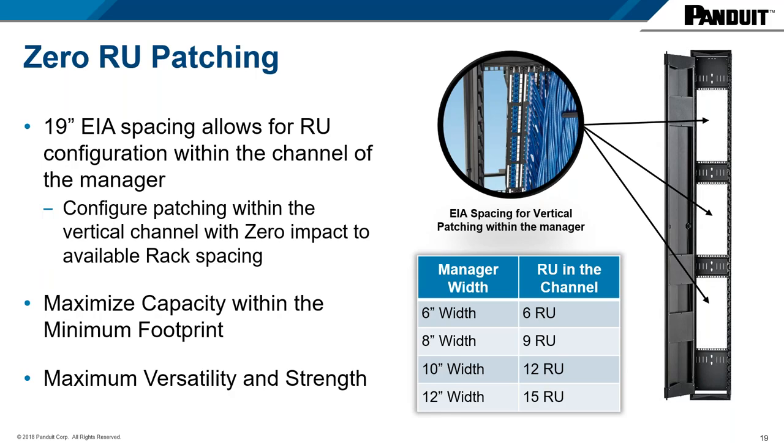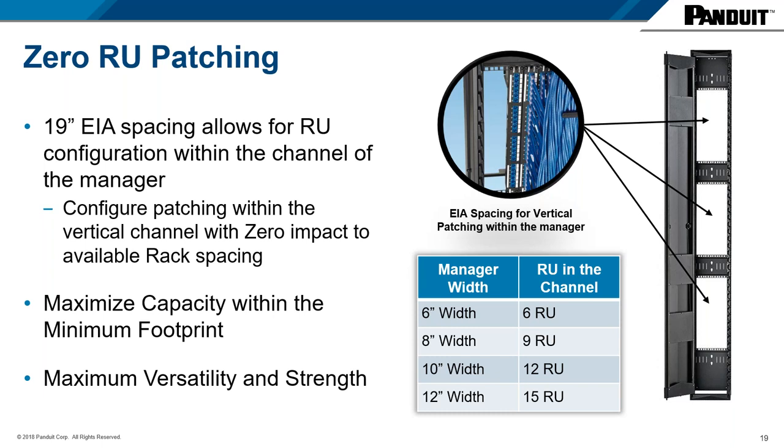Now you can see, for the 4 different widths of this manager that we offer, the amount of RU available in each manager. For a 6-inch wide manager, you'll get 3 sections of 2 RU, totaling 6 RU per manager. For a 12-inch, you would get 3 sections of 5 RU, which is shown here. That's going to give you an additional 15 RU per manager.